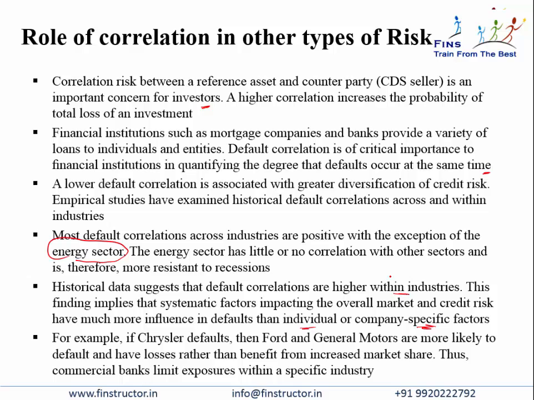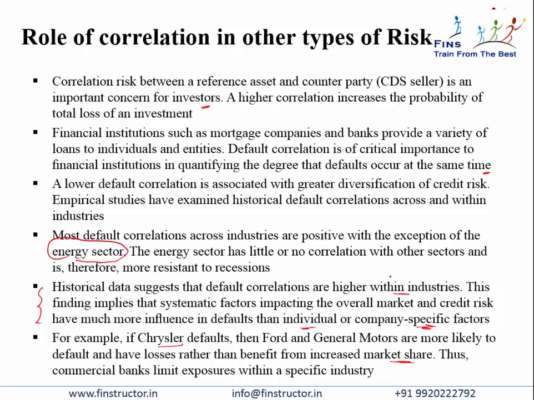So systemic risk is seen to be of a much greater concern than idiosyncratic risk from the study of historical data. So if Chrysler defaults, Ford and GM are more likely to default rather than benefit from the increased market share. If Chrysler defaults, it generally means there is a slowdown in the car market. In such a case, Ford and GM will also see an impact and are also more likely to default.